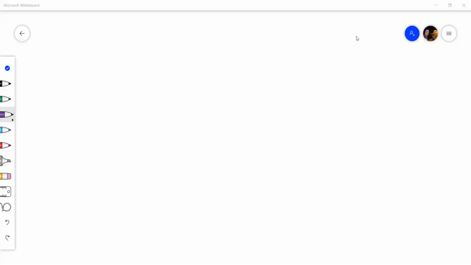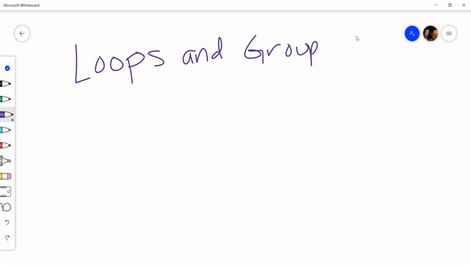Well, hello everyone. Today we're going to continue to look at this idea. Okay, let's try that again. We're going to take a look at our loops and groups through this idea of division.